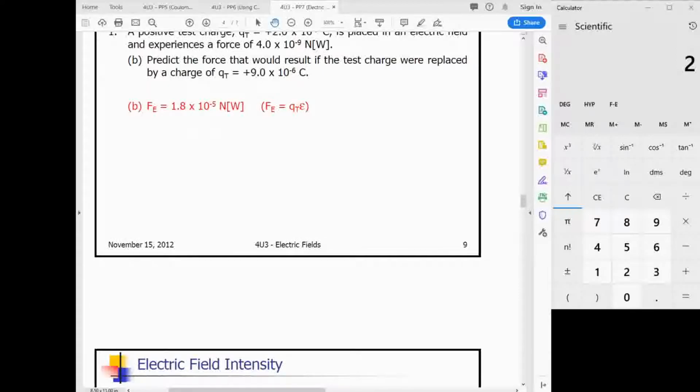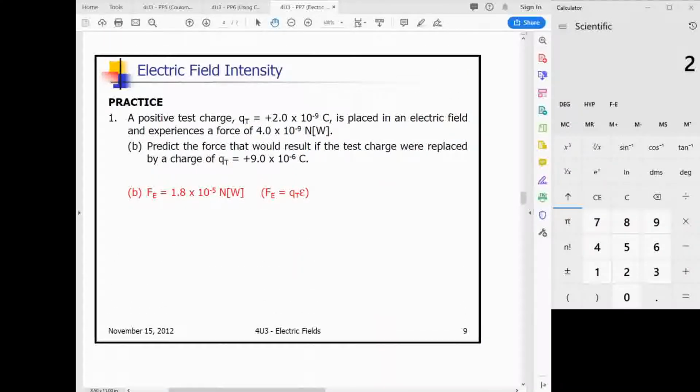The next part of this question says, what would be the force if we had a test charge of 9 times 10 to the negative 6? So we now know that it's 2 newtons per coulomb. So we take that 2, we multiply it by 9 times 10 to the negative 6. We get 18 micronewtons, or 1.8 times 10 to the negative 5 newtons, and that would be in the west direction.